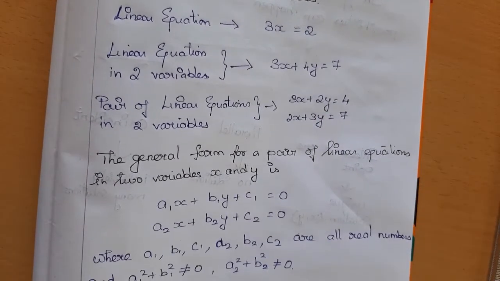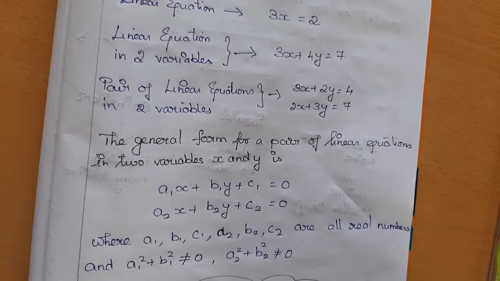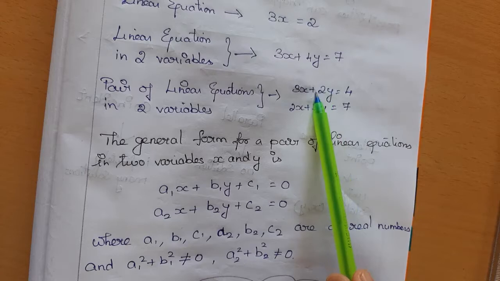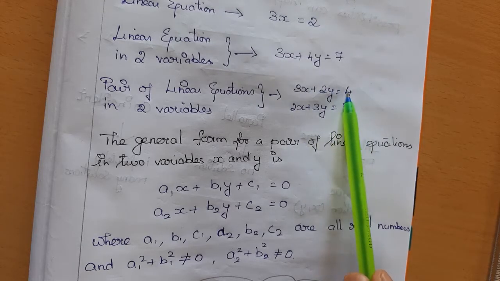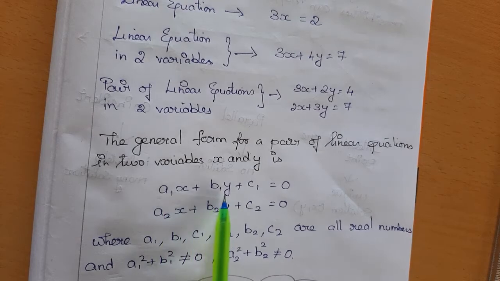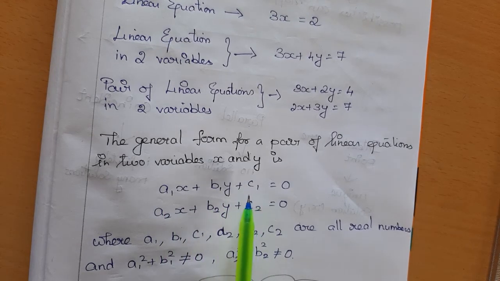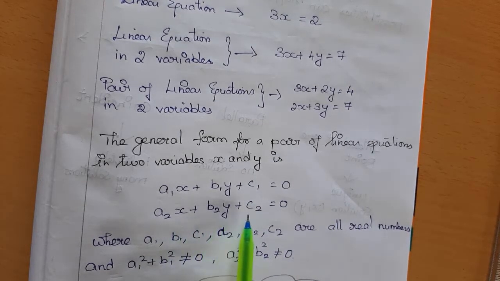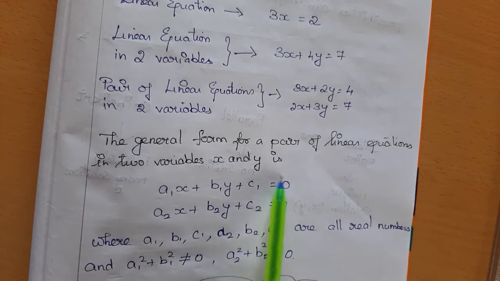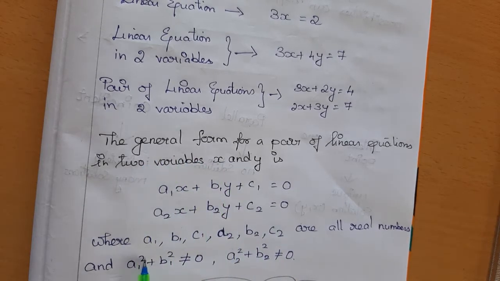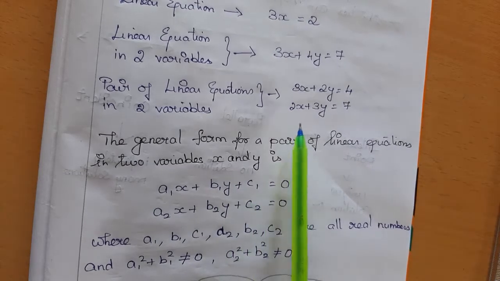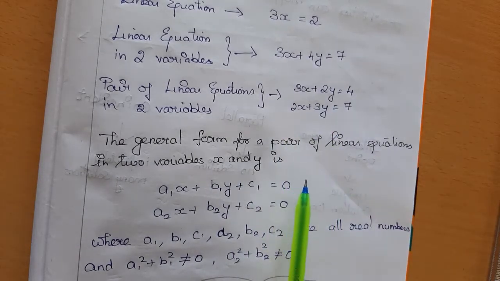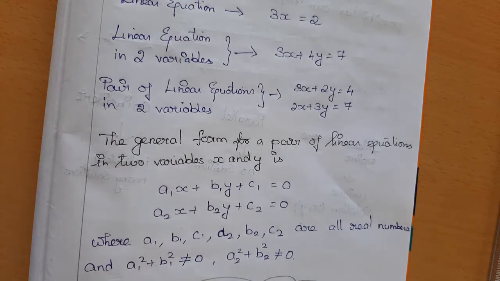So the general form of a pair of linear equations. Here the coefficient of x, the coefficient of y and the constant can be any real number. So I consider it as a1x + b1y + c1 = 0. And there should be a pair, right? There are two equations, so I consider another equation, a2x + b2y + c2 = 0. This is the general form where a1, b1, c1, a2, b2 and c2 are all real numbers. These coefficients and constants can be any number, decimal or fraction, any real number.